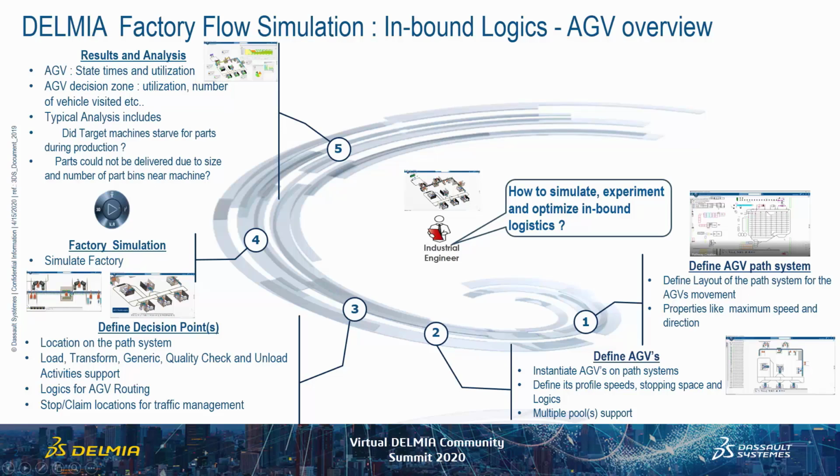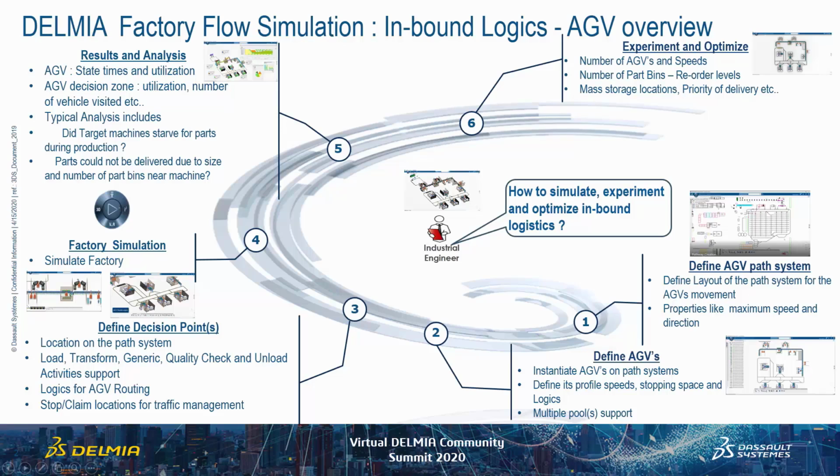And based on all this, you can then iterate by experimenting and optimizing, changing the number of AGVs and related speeds and so on, the number of part bins, reordering stuff, and so do what-if scenarios and optimize your simulation at the end.